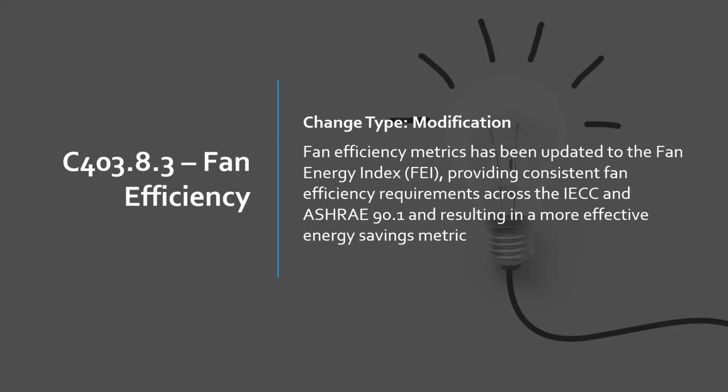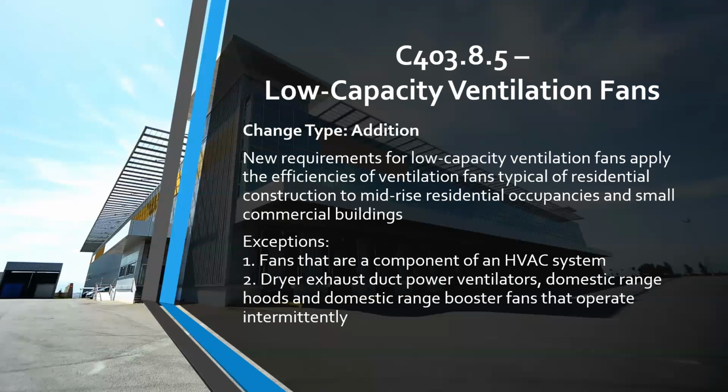The FEI for fan array shall be calculated in accordance to what's called AMCA 208 Annex C. The AMCA is an actual standard, the Air Movement and Control Association, and they have a 208 that's free for download on amca.org if you wanted to take a look at that part of it. They have new requirements for low capacity ventilation fans that supply ventilation for residential construction and mid-rise residential occupancies, and in small commercial buildings as well.